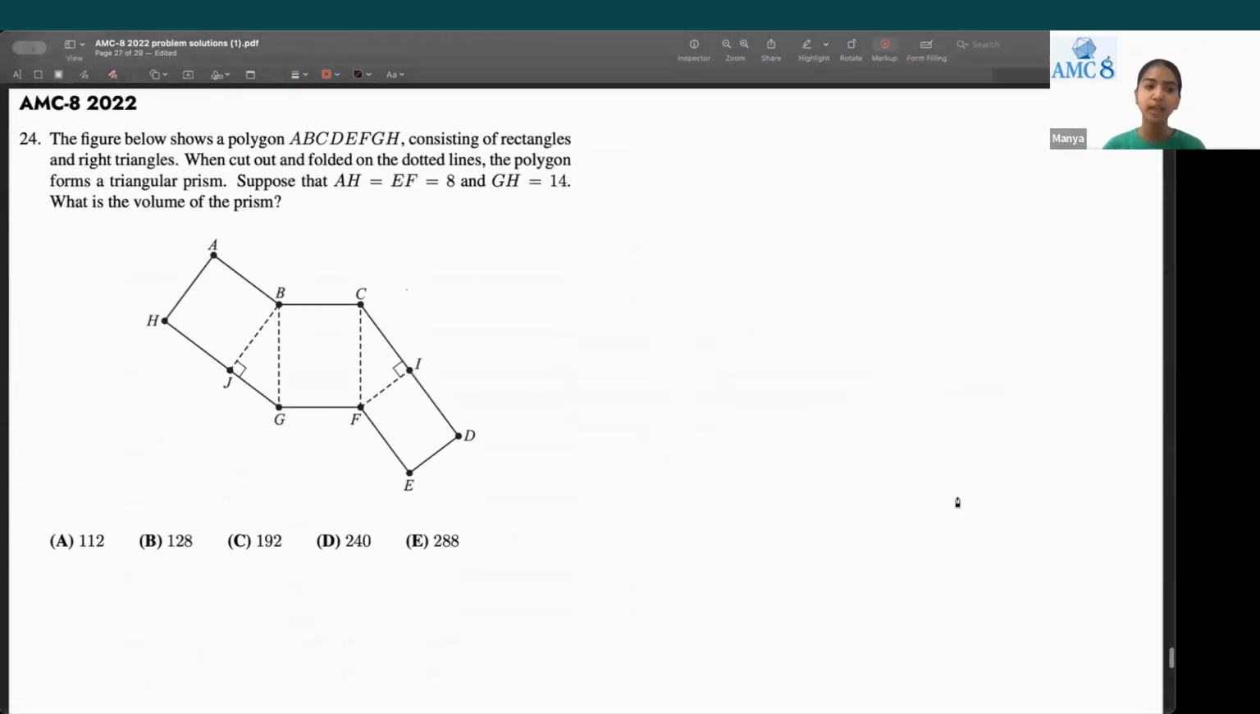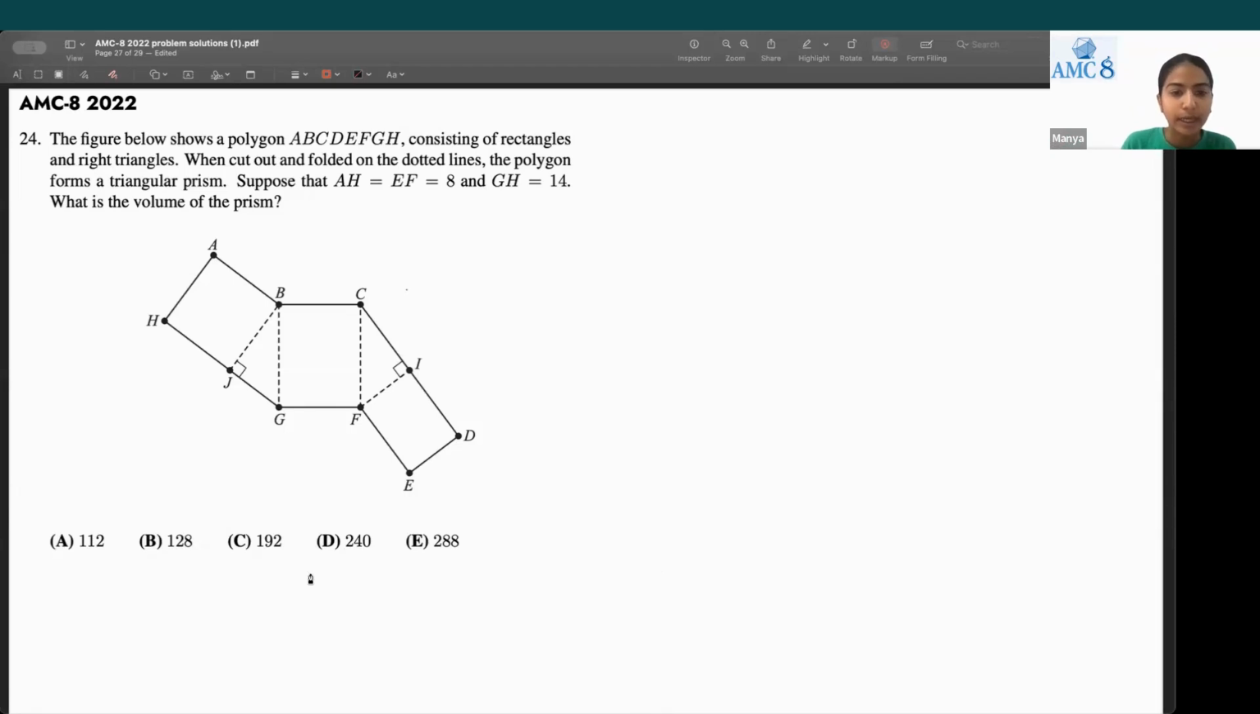Okay, so if no one has any questions, then we'll go on to problem number 24. The figure below shows polygon A, B, C, D, E, F, G, H, consisting of rectangles and right triangles. When cut out and folded along the dotted lines, the polygon forms a triangular prism. Suppose that AH is equal to EF is equal to 8 and GH is equal to 14. What is the volume of the prism?